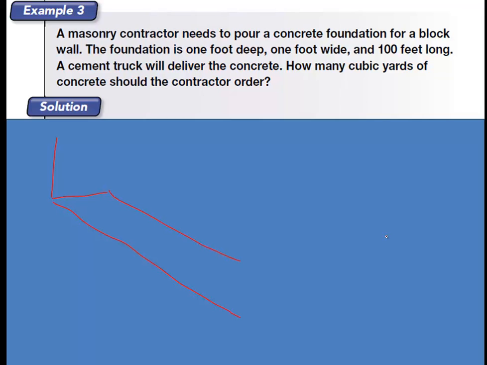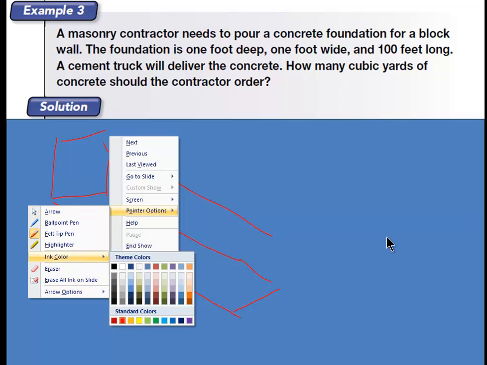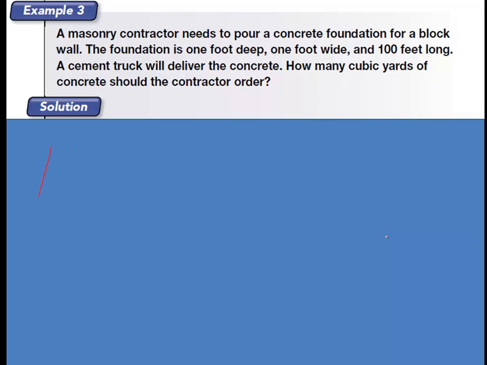So what are you really dealing with here? You're dealing with cubic feet. You're dealing with volume, so keep that in mind. So you've got 1 by 1 by 100, and this says a cement truck will deliver the concrete. How many cubic yards do we need in order to lay out this foundation? Knowing what I just explained to you about it being cubic, what does cubic mean? That's right, it means cubed, 3 of them. So we have to do that. We're going to have 100, and I apologize, I can't write any smaller than this with my fingers.